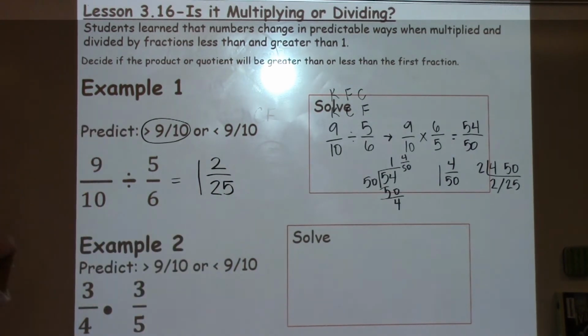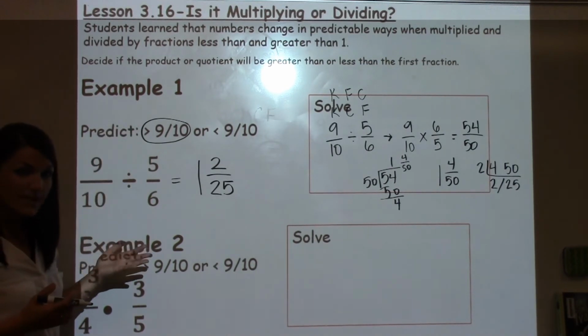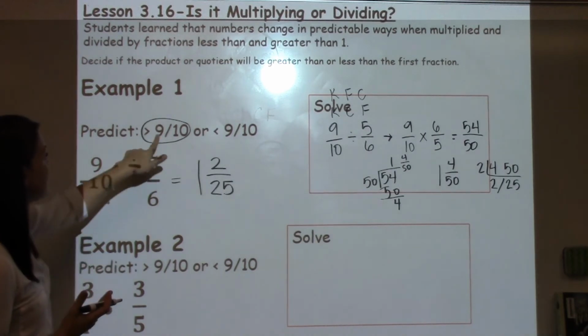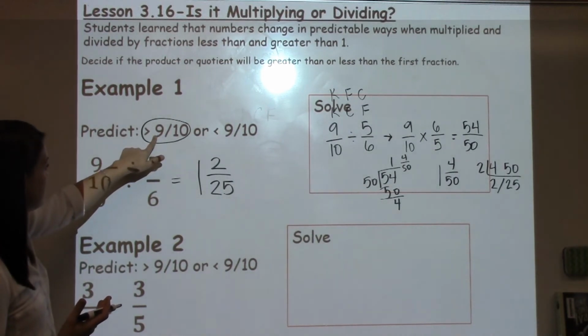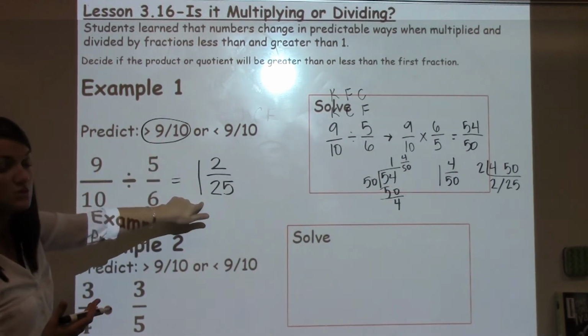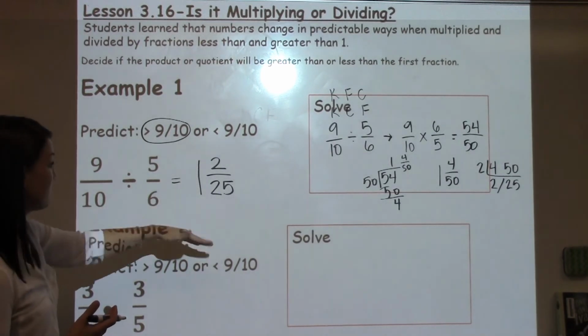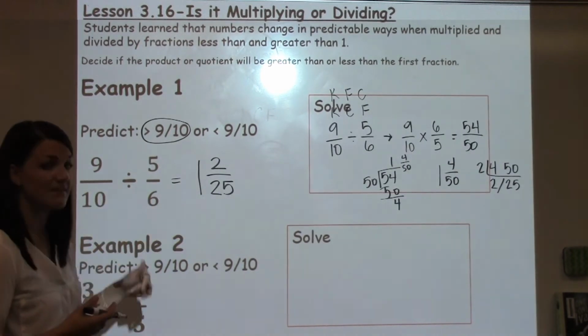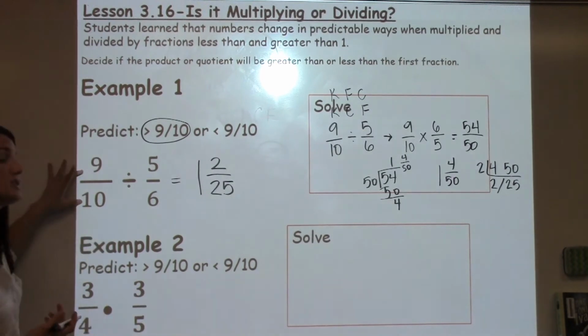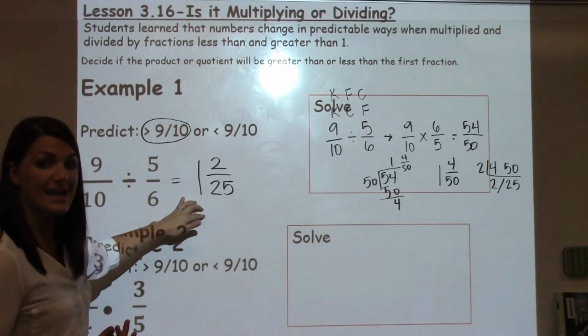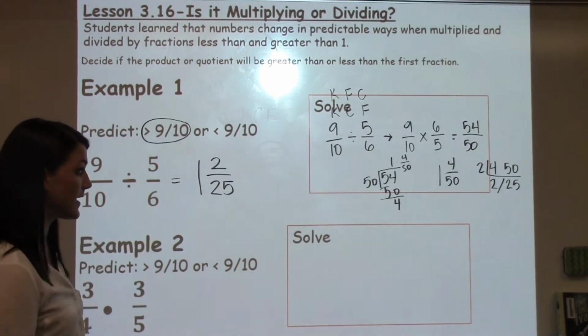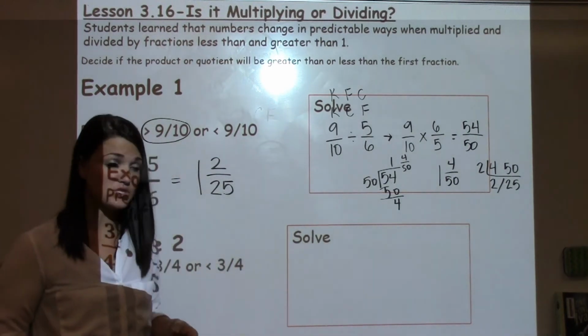Now, when I'm looking at that, I can go back to my prediction and think, was I thinking the right way? Was my prediction correct? Is 9/10 smaller than 1 and 2/25, or is 1 and 2/25 larger than 9/10? And it definitely is, because 9/10 is just a fraction piece, and with my answer, I have a whole number. So my prediction was correct. So now let's take a look at example 2.